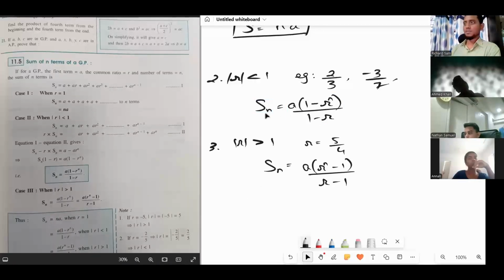So the sum of n is what? a into 1 minus r raised to n, or r raised to n minus 1, depending on what is bigger. If 1 is bigger, then you put 1 first. If r is bigger, then you put r first. Is everyone clear? Write down these three formulas.